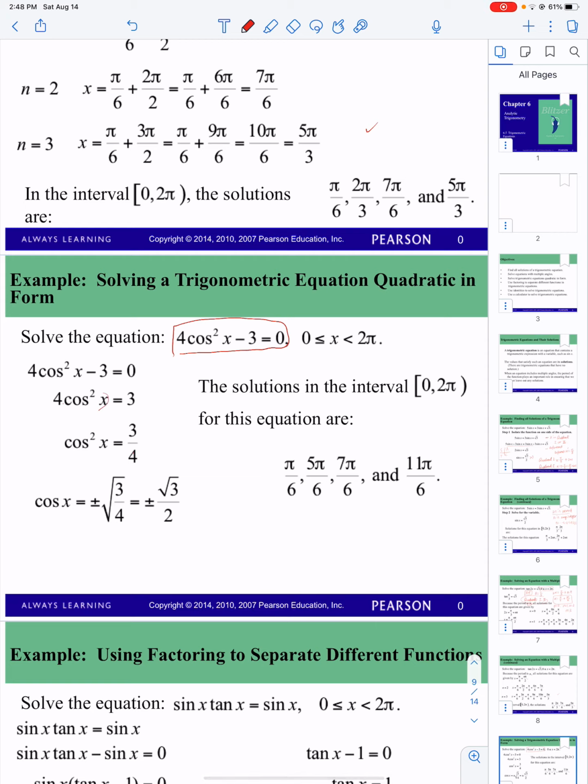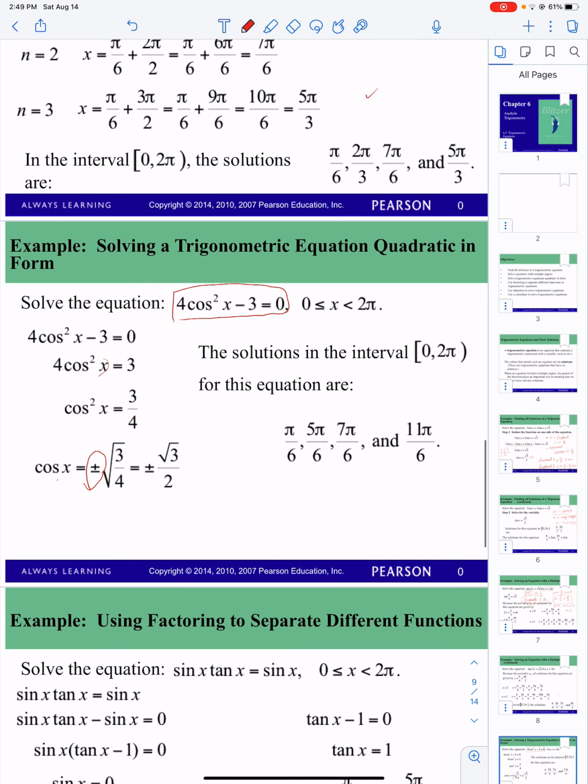So you divide by 3, and then cosine x equals what? Do not forget the plus or minus. Cosine x equals plus or minus square root of 3 over 2. When it's both plus and minus, what happened? It can be in which quadrant? It could be in quadrant 1, 2, 3, or 4, yeah?